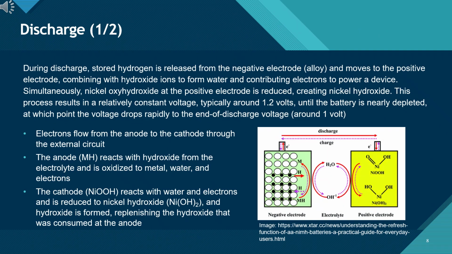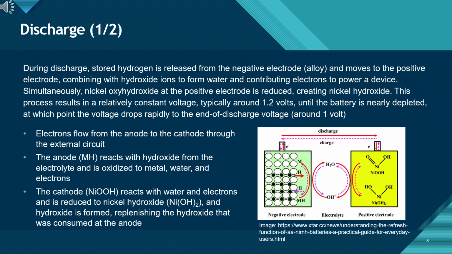Discharge, one half. This slide explains what happens inside a nickel-metal hydride battery during discharge. As the battery powers a device, hydrogen stored in the metal alloy anode is released and reacts with hydroxide ions from the electrolyte to produce water and electrons. Those electrons travel through the external circuit to the cathode, providing electrical energy. Meanwhile, at the cathode, nickel oxyhydroxide, NiOOH, is reduced to nickel hydroxide, Ni(OH)2, completing the electrochemical reaction.